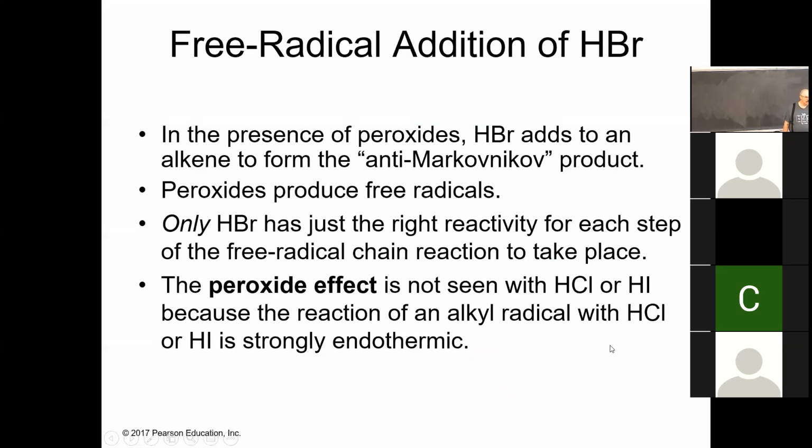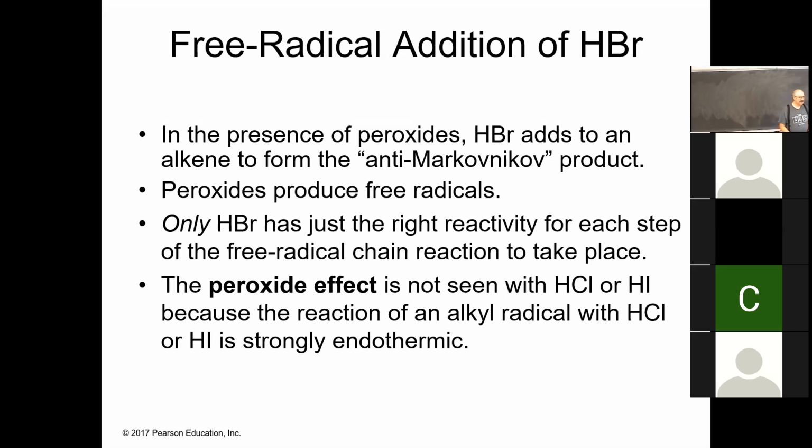Okay, next we will consider one of two reactions that appears to be anti-Markovnikov. Instead of the rich get richer, the poor get richer. This is the Robin Hood reaction. In the presence of peroxides, HBr adds to an alkene to form an anti-Markovnikov product. And this was something that was actually discovered accidentally in the laboratory.